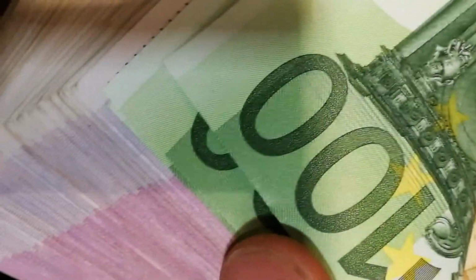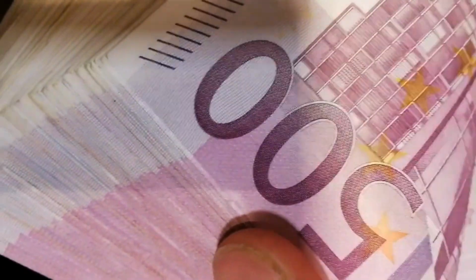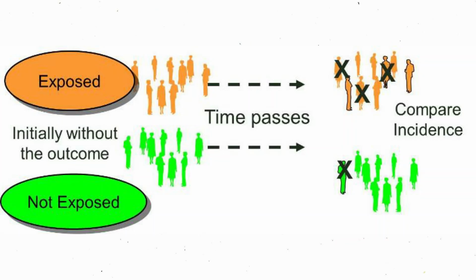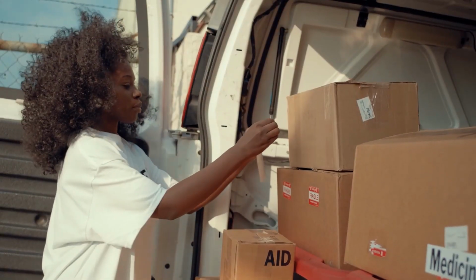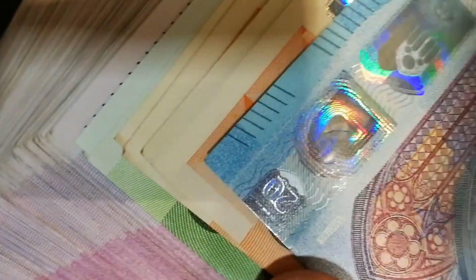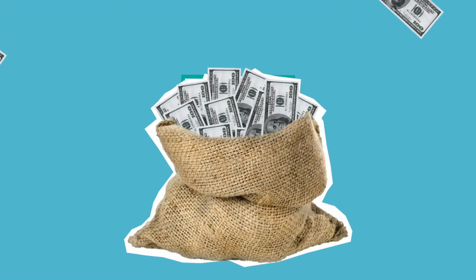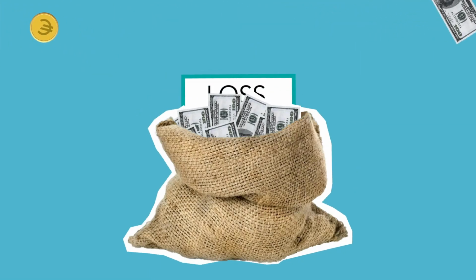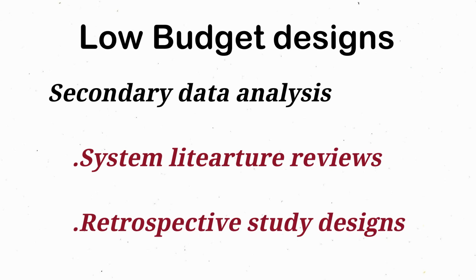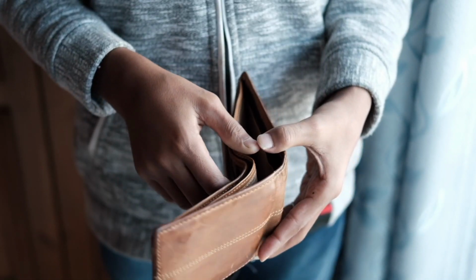Now let's talk money. The financial resources you have can make or break your study decision. Some designs like randomized controlled trials or longitudinal studies are seriously resource hungry. They require a lot of funding for recruitment, data collection, follow-ups, and analysis. But if you're working on a tighter budget, no worries, there are still solid options like secondary data analysis and retrospective studies that won't drain your wallet.